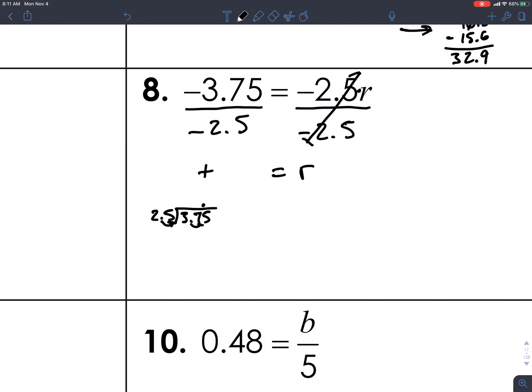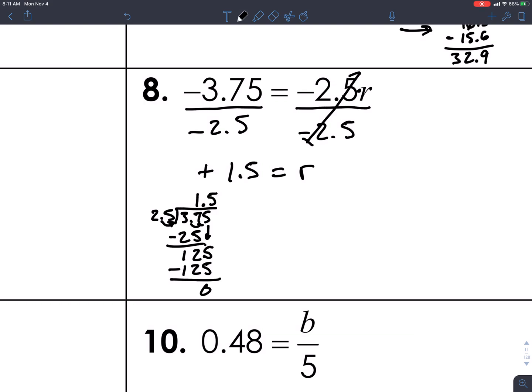25 goes into 37 one time. 1 times 25 is 25. I subtract that. 7 minus 5 is 2. 3 minus 2 is 1. 25 does not go into 12, so I bring down the 5. I don't need that decimal. 25 goes into 125, 5 times. 5 times 25 is 125, and that's 0. So r is 1.5.